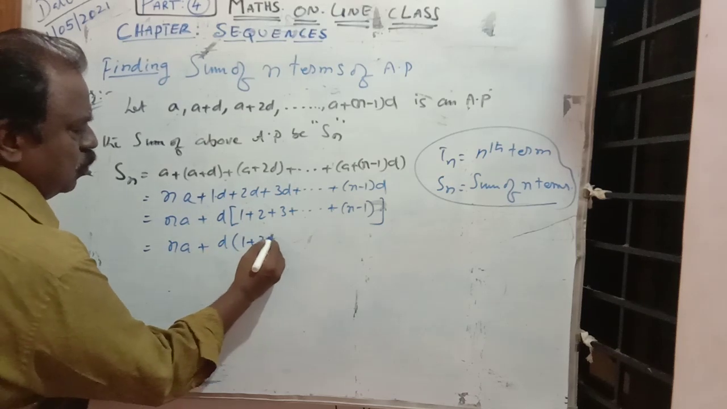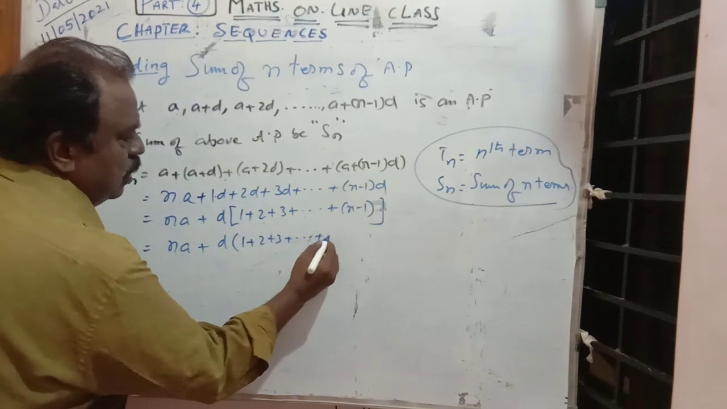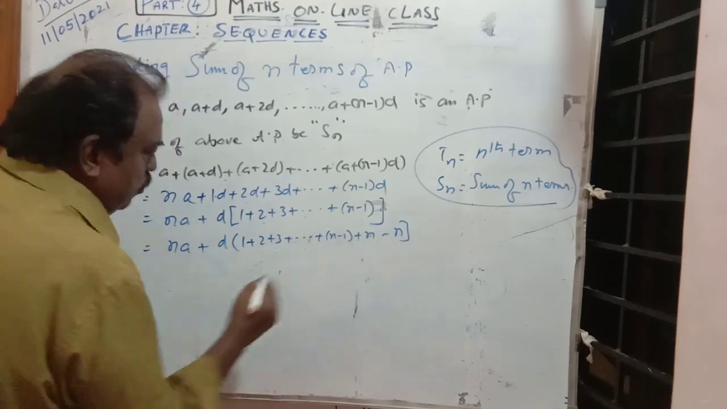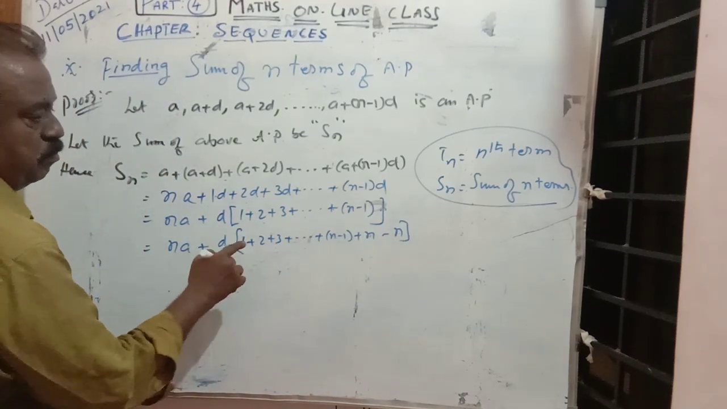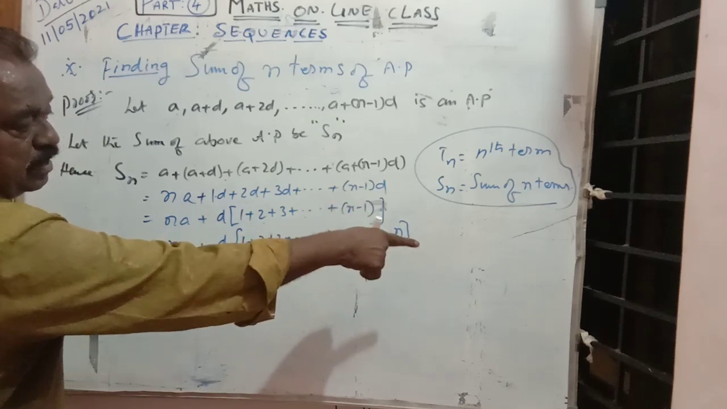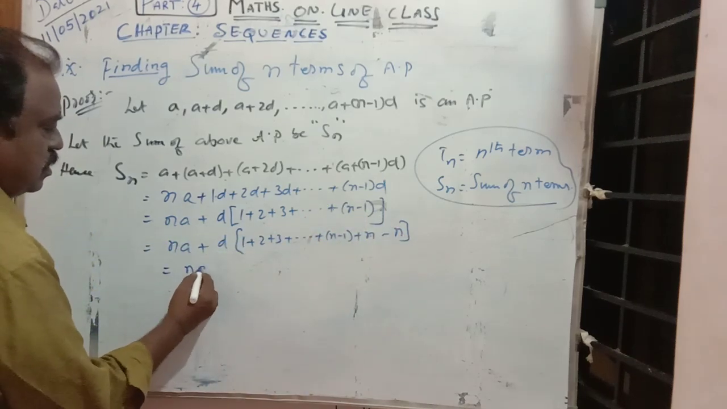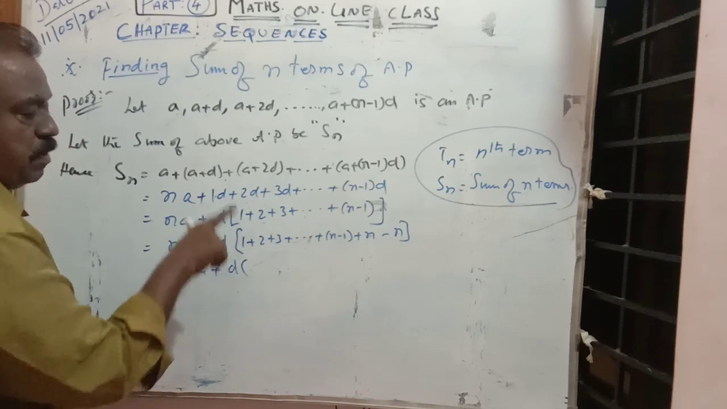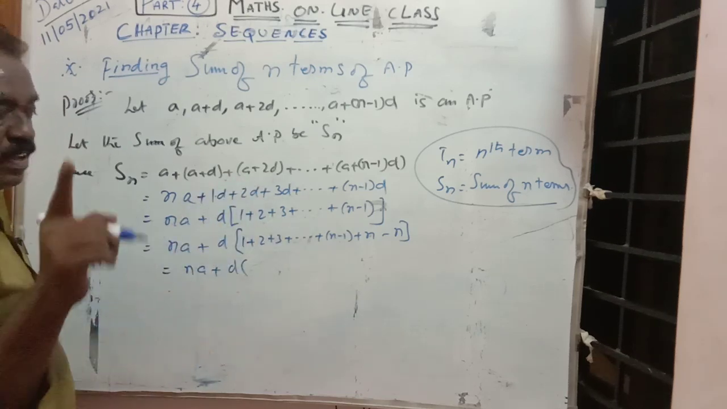I want to add n and subtract n. Will you agree? Simply I am adding n and subtracting n. It is n a plus D into 1 plus 2 plus 3 plus ... plus n, minus n.